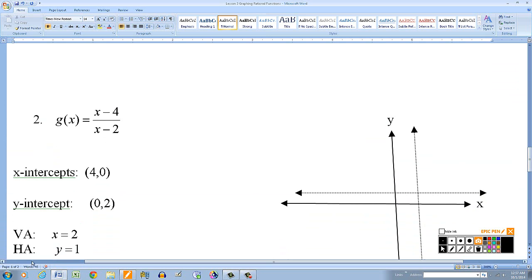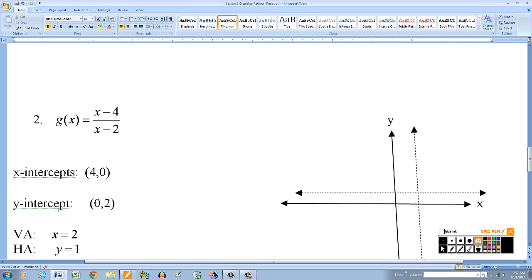So again, the x-intercept is obtained by replacing the y by 0. So I want to know then when is (x minus 4) over (x minus 2) equal to 0? Well, it's equal to 0 when the numerator is 0, and the numerator is 0 at 4. So that's why I get the point (4, 0).